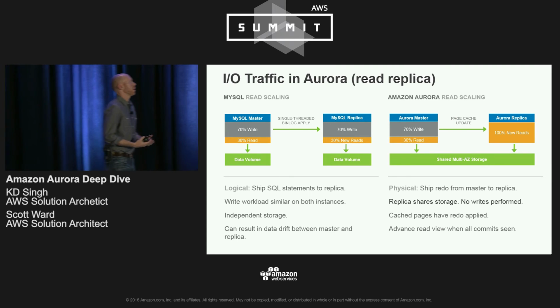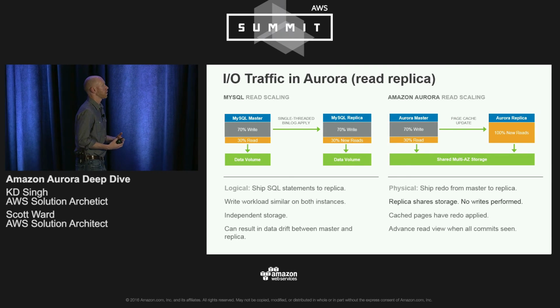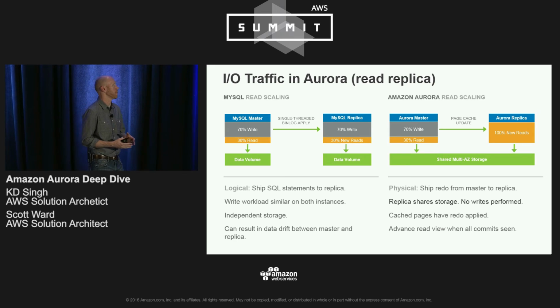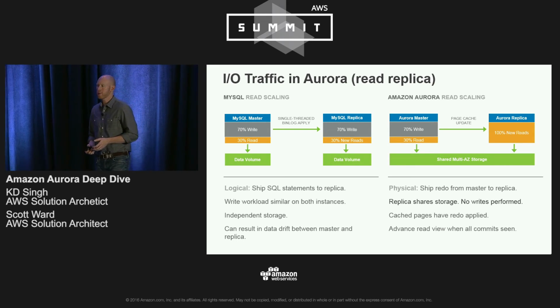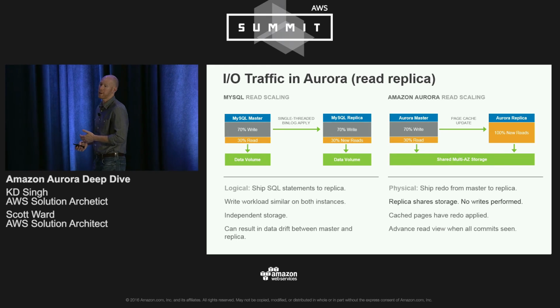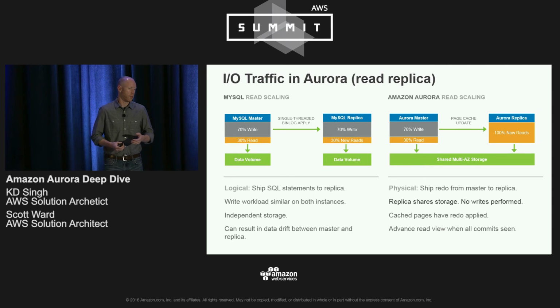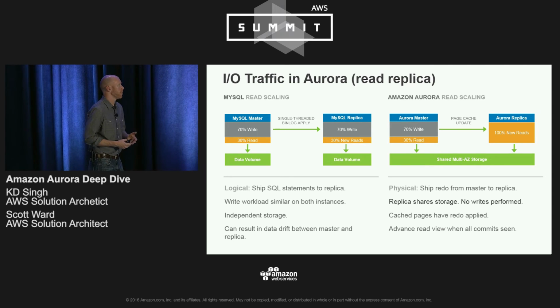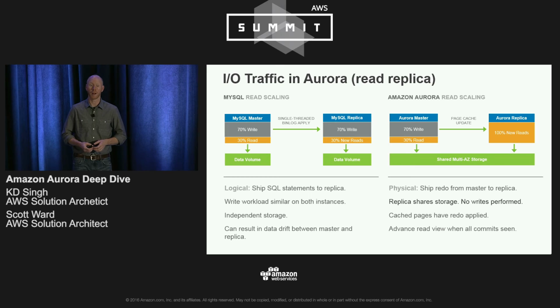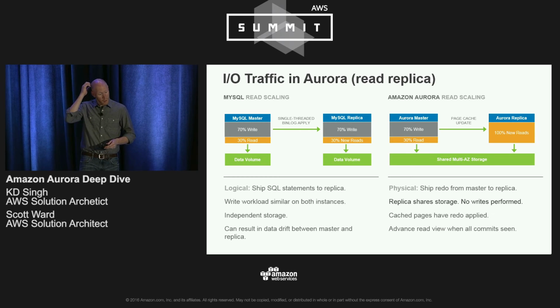So another area where Aurora has done a lot of work to help improve the I/O traffic pattern is around read replicas. On the left-hand side, you've got a MySQL configuration with a primary and a read replica. And the thing with read replicas here is that whatever write work the primary database does, the standby database is doing that as well. So in this example, if you've got a MySQL database that is 70% write heavy, only supporting 30% reads, your read replica is going to be 70% write heavy, even though it's supposed to be a read replica.